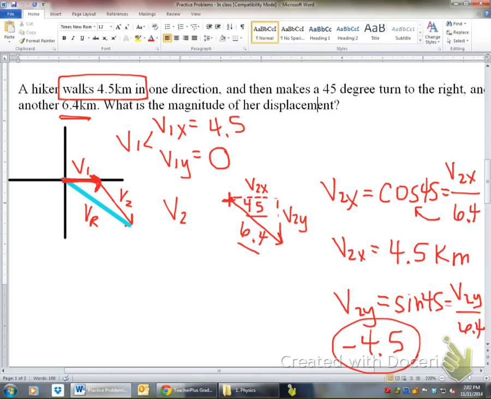So now that we have x and y components for both of our vectors, we add them together. Okay, so v sub 1x plus v sub 2x, which is 4.5 plus 4.5. That gives us 9. That's going to be our v sub r x, the x component of our resultant vector.